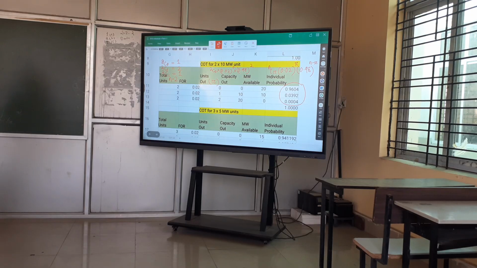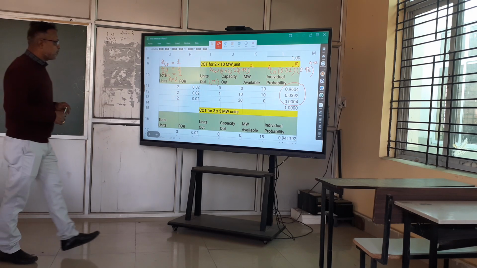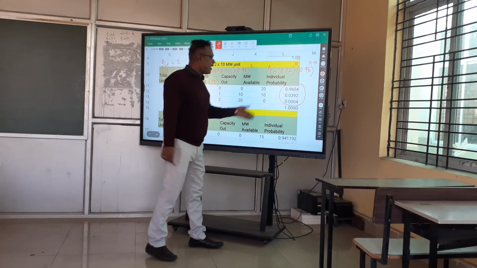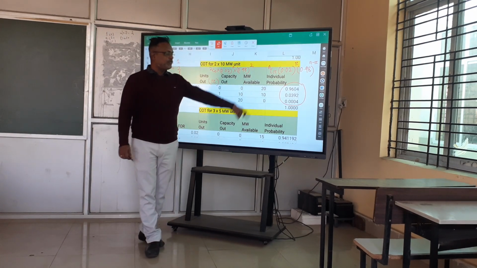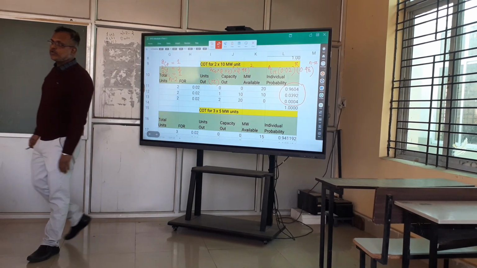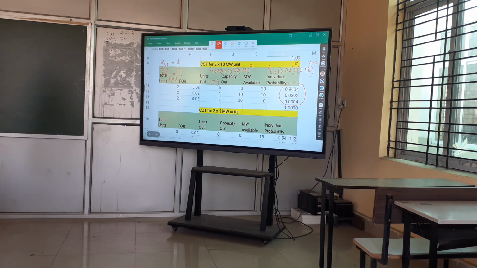And in the third case, it is 0.02 squared, which is 0.0004. And when you add this up, it becomes 1. So you should cross check by adding up the individual probabilities. That should add up to 1.